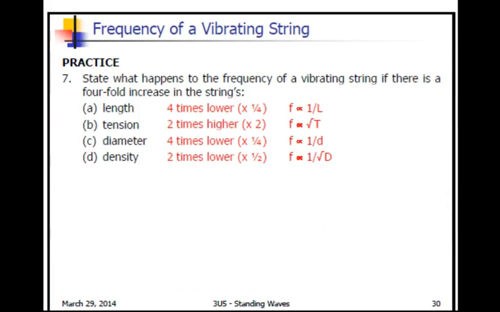State what would happen to the frequency of a vibrating string if there is a 4-fold increase in the string's length, tension, diameter, and density. You can try this on your own and just see some of the comparisons. Because we have these proportionalities, you can see that sometimes it'll change at a ratio that is to the square of the parameter. Sometimes it'll be the reciprocal or inverse proportional. Sometimes it'll be inverse proportional to the square.